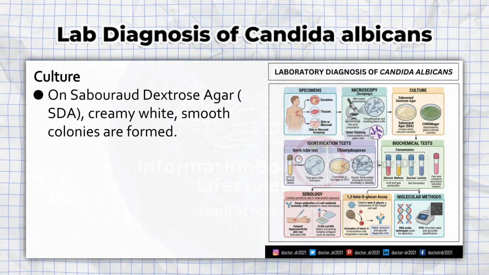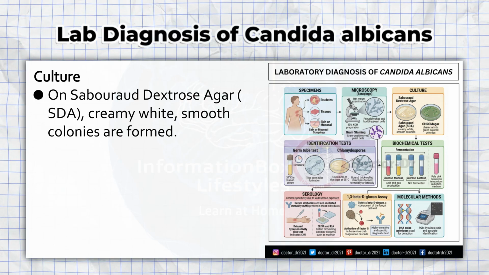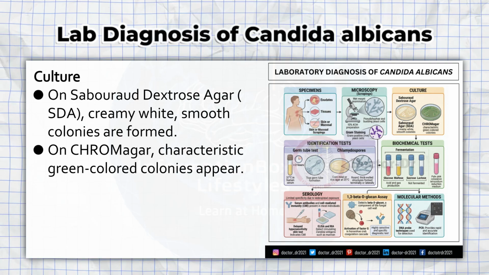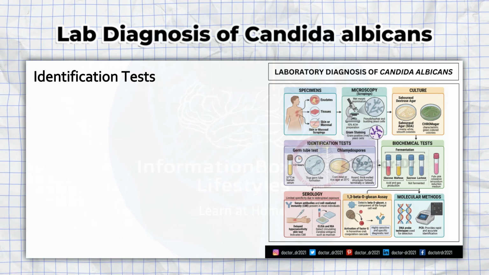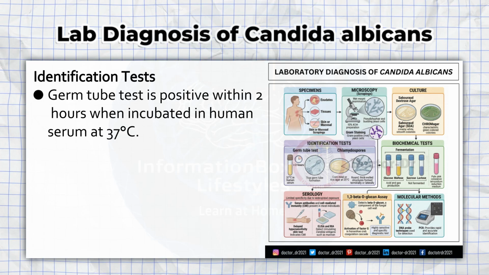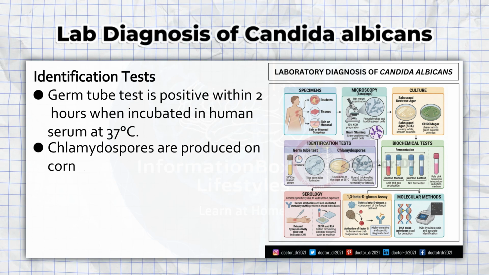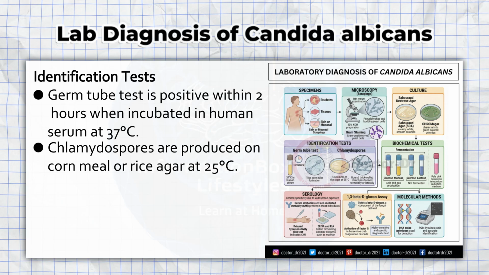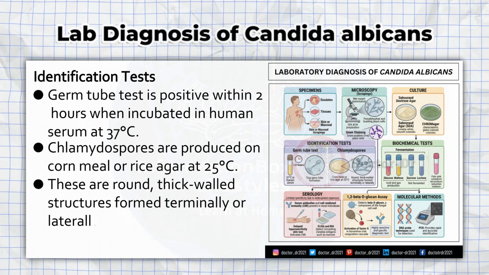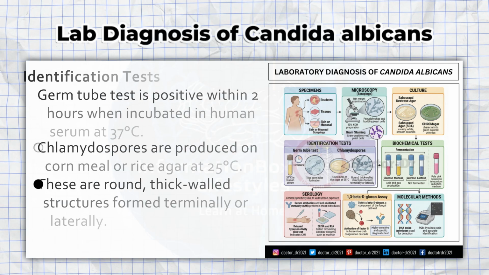Culture. On Sabouraud dextrose agar, SDA, creamy white smooth colonies are formed. On CHROMagar, characteristic green-colored colonies appear. Identification tests. Germ tube test is positive within 2 hours when incubated in human serum at 37 degrees Celsius. Chlamydospores are produced on cornmeal or rice agar at 25 degrees Celsius. These are round, thick-walled structures formed terminally or laterally.